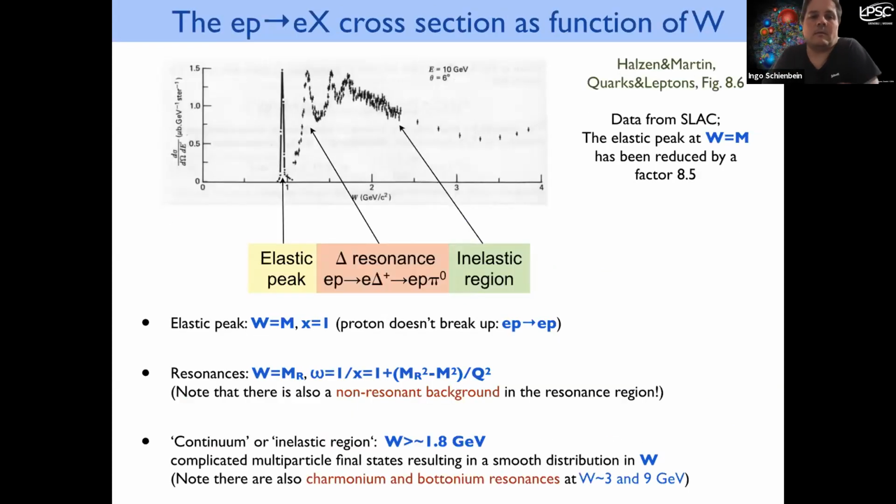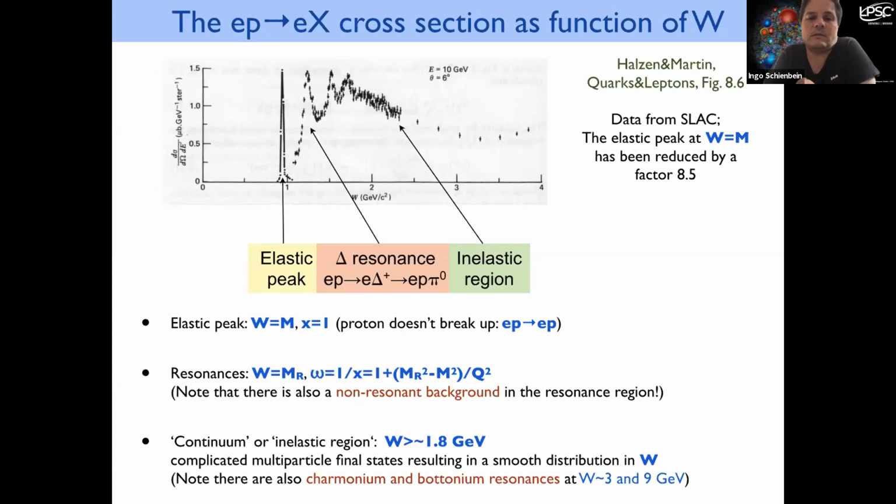So here on this upper plot is shown the differential cross-section for a given energy and a given angle as a function of this invariant mass W. I took this figure from Halzen and Martin. And there you see at W equals the nucleon mass, there is this big peak, which corresponds to elastic scattering. So that's the elastic peak. And in reality, it is much bigger. It has been reduced by a factor of 8.5. So it's really the dominant contribution.